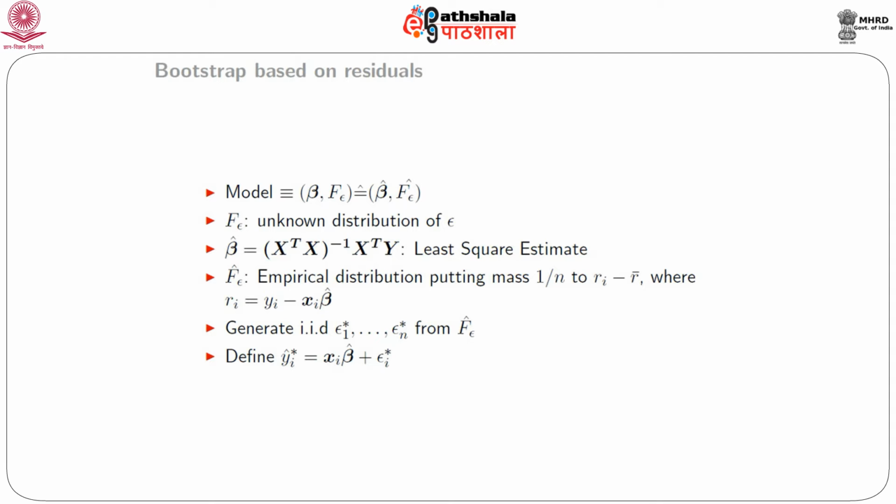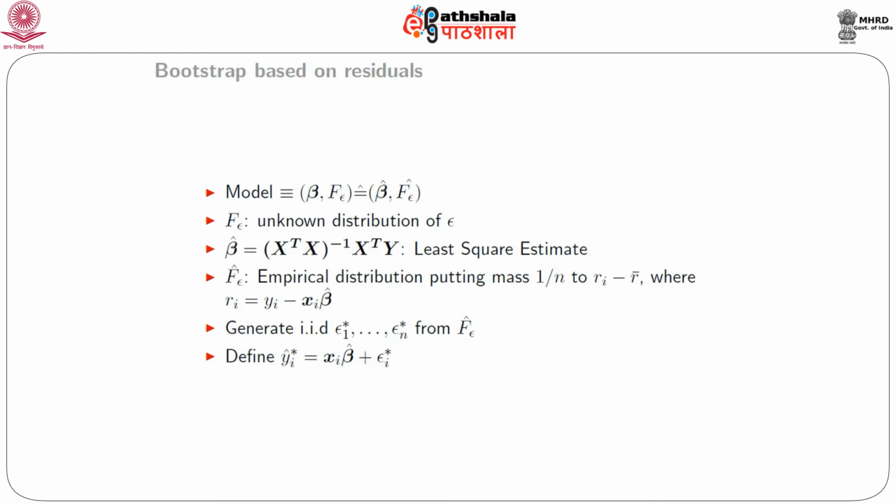So, here the model that we consider is beta and F epsilon. F epsilon is the unknown distribution for epsilon, and this is estimated by the pair beta hat and F hat epsilon, where beta hat is the ordinary least square estimate of beta, which is (X prime X) inverse X prime y, or (X transpose X) inverse X transpose y, and F hat epsilon is the empirical distribution, meaning that here we put mass of 1 by n to the residuals r_i minus r bar, where r_i is the residual, which is nothing but y_i minus x_i transpose beta hat, beta hat being the least square estimate.